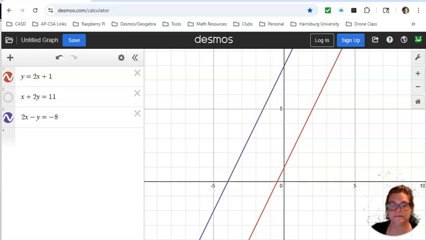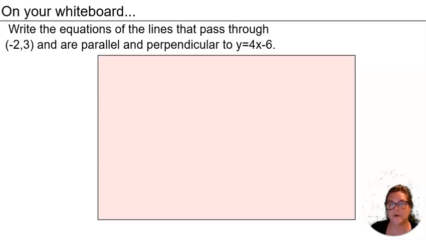So on your whiteboard or on some scratch paper, you're going to pause the video and then write the equations of the lines that pass through the point -2, 3, but are parallel and perpendicular to y equals 4x minus 6. Okay, once you have written the equations of the lines parallel and perpendicular to 4x minus 6, but that pass through -2, 3, go ahead and graph those lines on Desmos and show yourself to verify that what you did is correct.